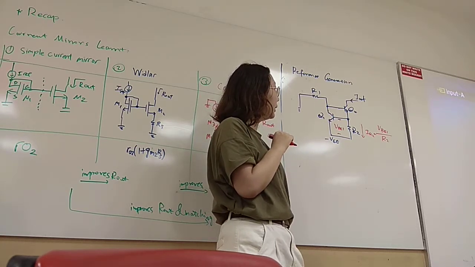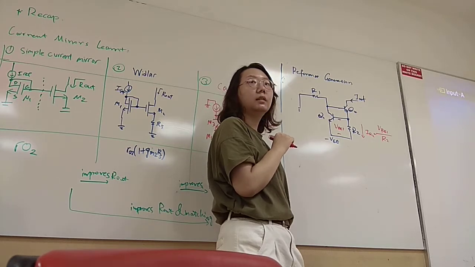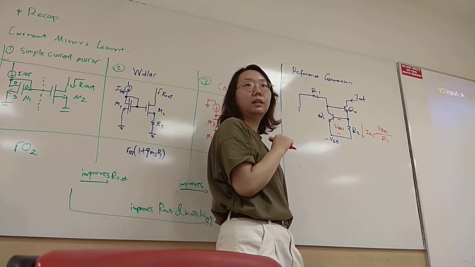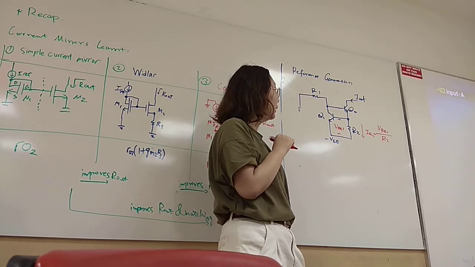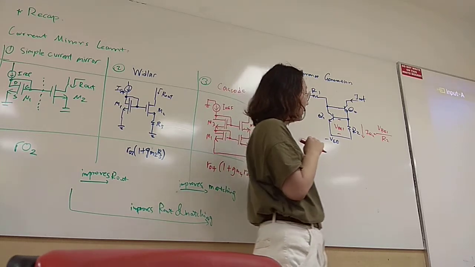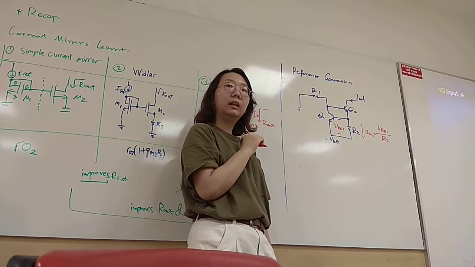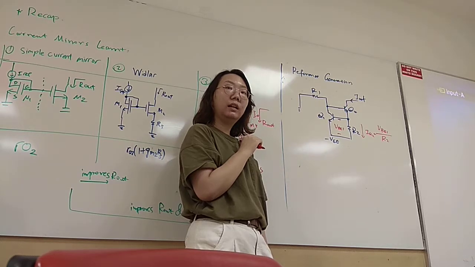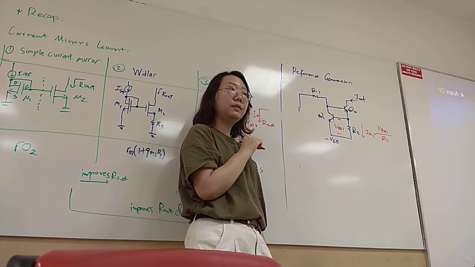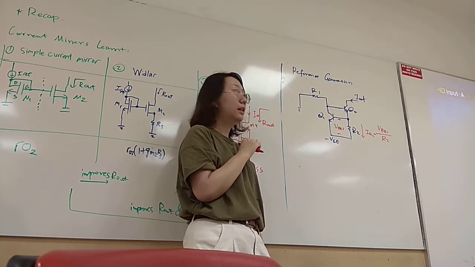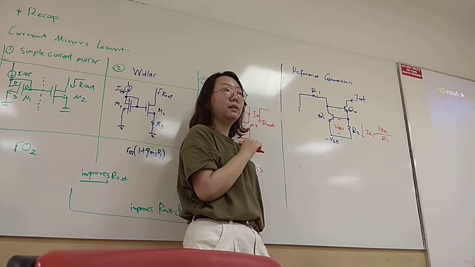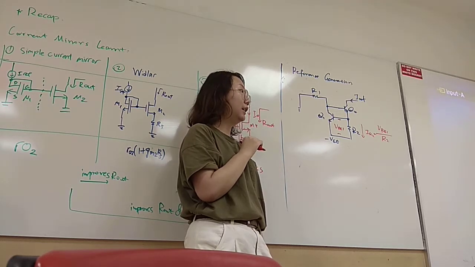IREF minus IB1, why? Because you've got IB1 going in the other direction. IREF is IC, IB or IE? IREF is your IC2, right? It's your Q2's IC. So what's the relationship between your IREF and IR2?